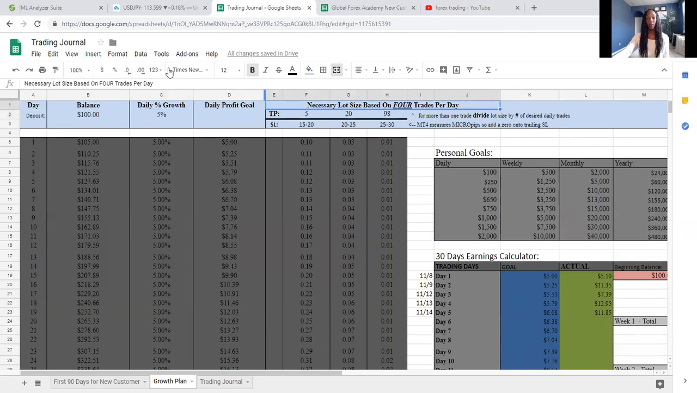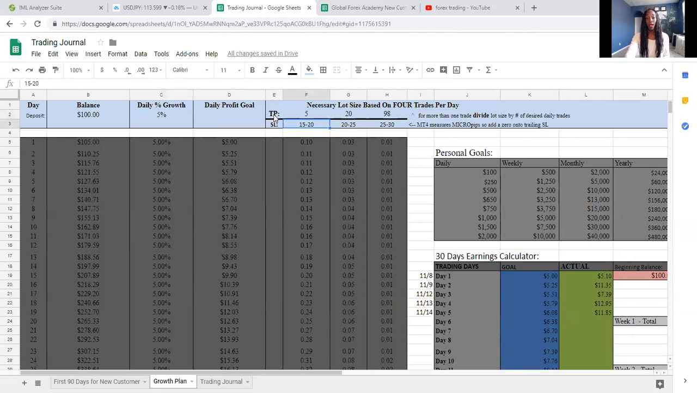You just click on it and then you go to the very top over here and you can backspace, you can type whatever you want, okay? So TP simply means take profit. So take profit, this is how many pips you are planning to take profit. So this is a 5 pip take profit, a 20 pip take profit, and a 98 pip take profit.